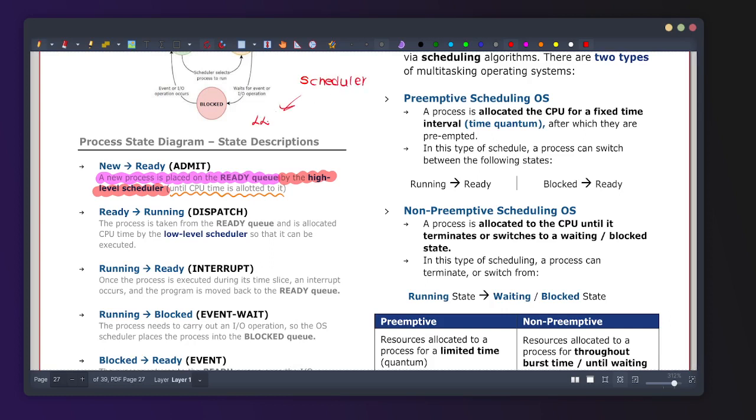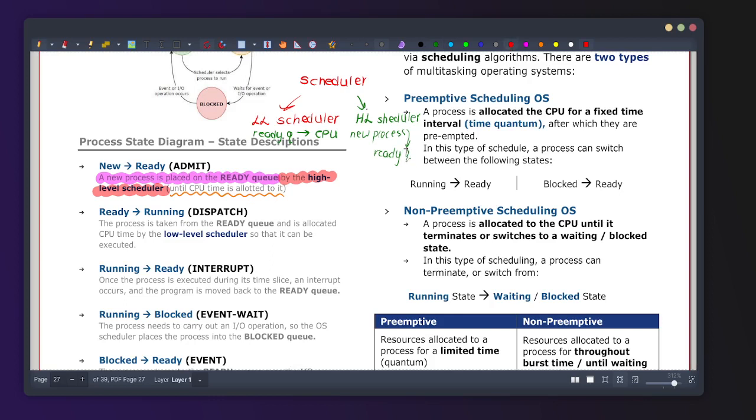So what are the differences? The low level scheduler, which I'll demarcate as LL scheduler, is the one that picks a process from the ready queue and sends it to the CPU. So it picks from the ready queue and sends it to the CPU. Then the high level scheduler, HL scheduler, his job is to pick incoming processes and put them in the ready queue. So new processes to ready queue. Do you guys understand how these two work together then?